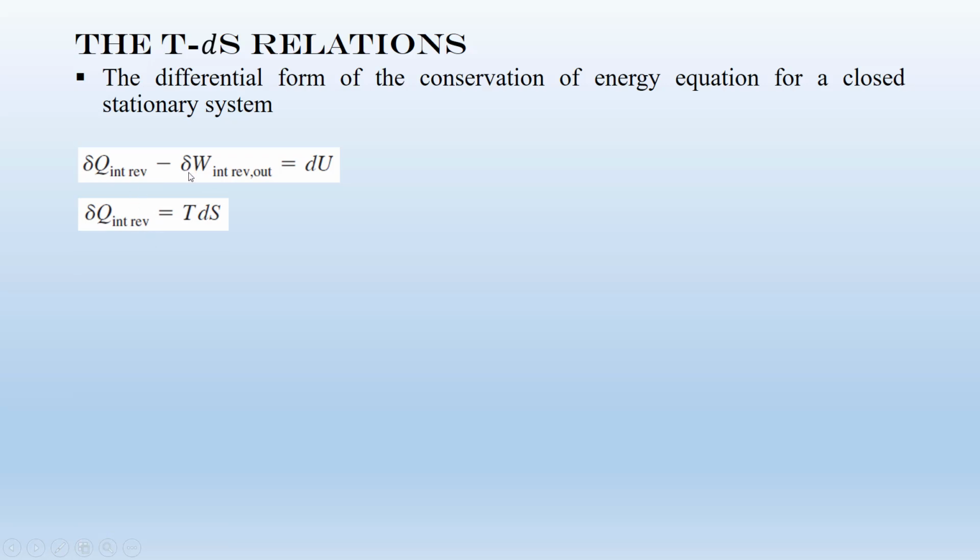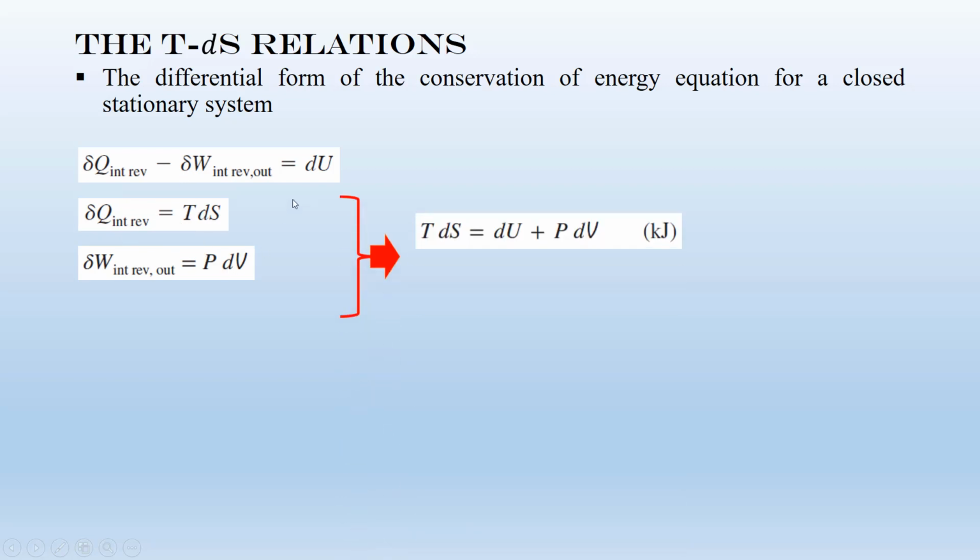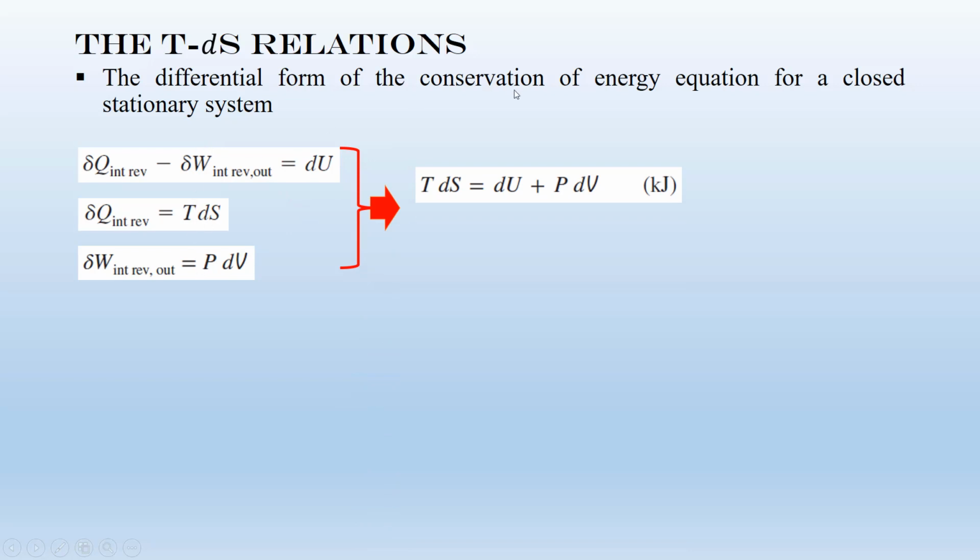What is the delta W? The delta W you already learned equals P d nu. If you combine these three equations, you can write TdS minus P d nu equals du. Or if you bring the P d nu to the right side, you can write TdS equals du plus P d nu. Or you can write it based on unit mass, if you divide both sides by the mass. This is called the first TdS equation, or the Gibbs equation.